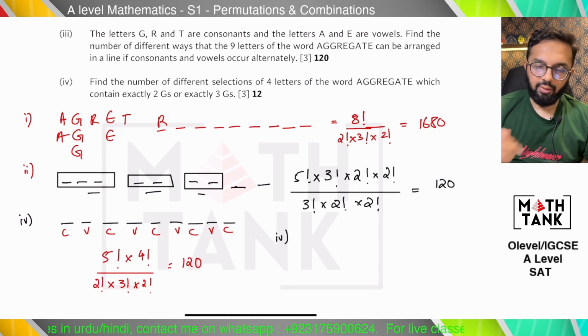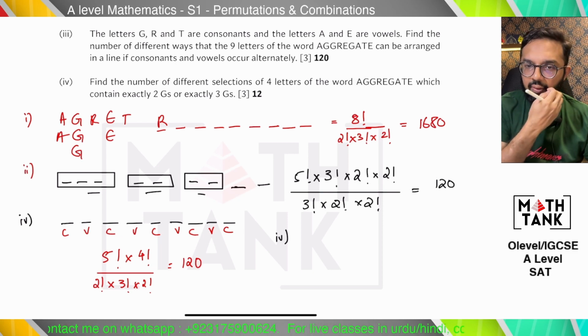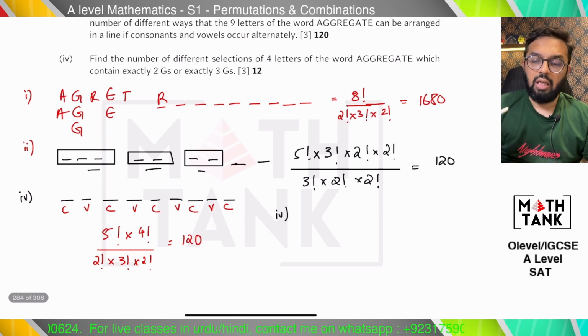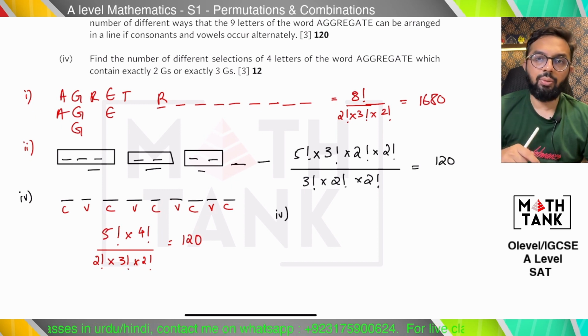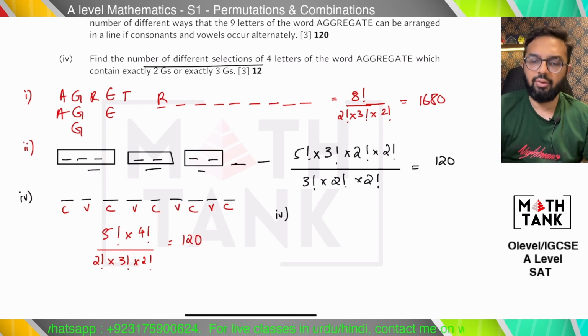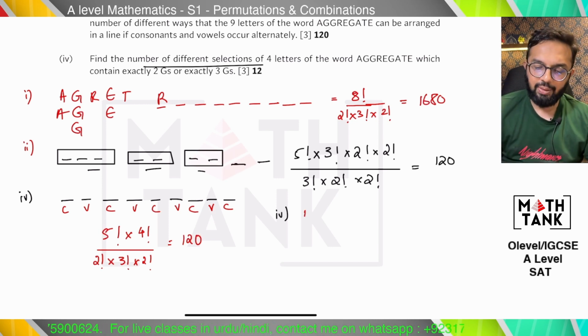Let's look at the fourth part. It says find the number of different arrangements, different selections of the letters of the word aggregate which contain exactly 2 G's or exactly 3 G's. Now I'm talking about selections. I don't need to draw dashes. That's what I know from my experience.